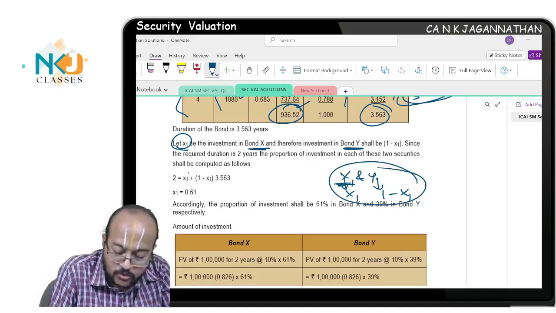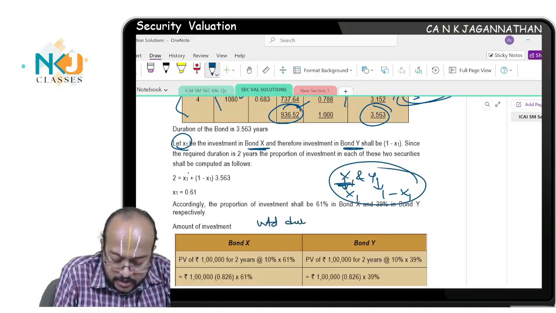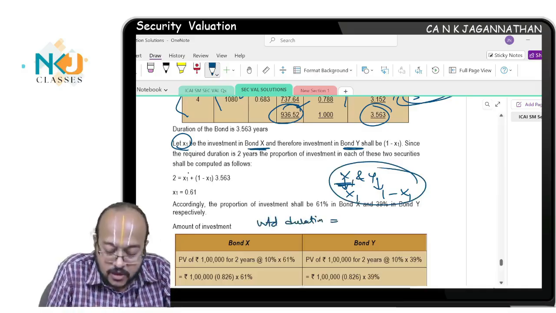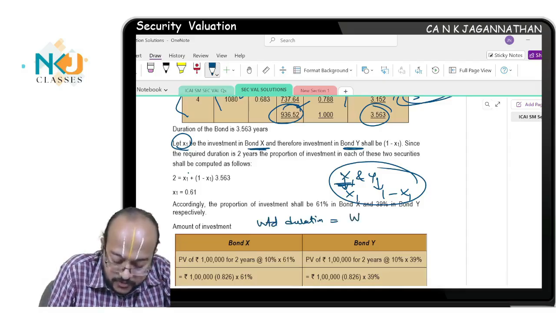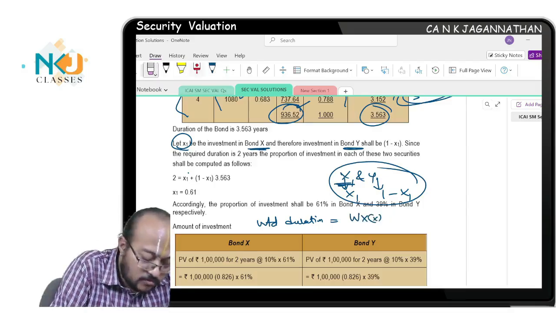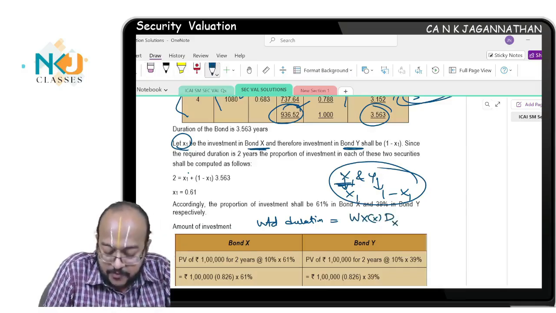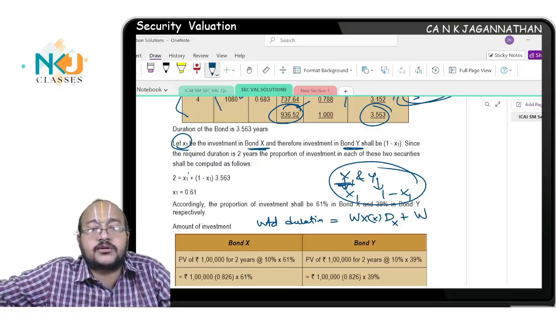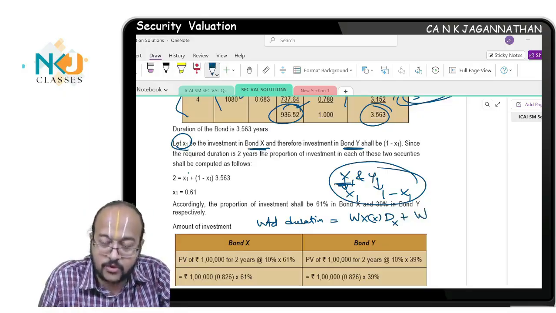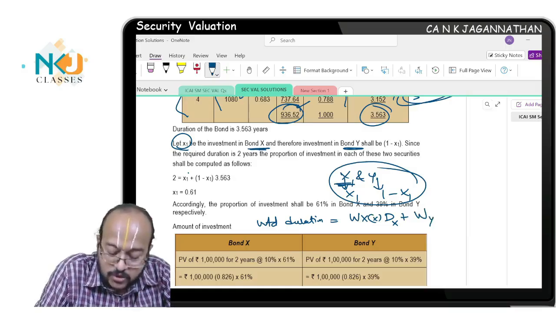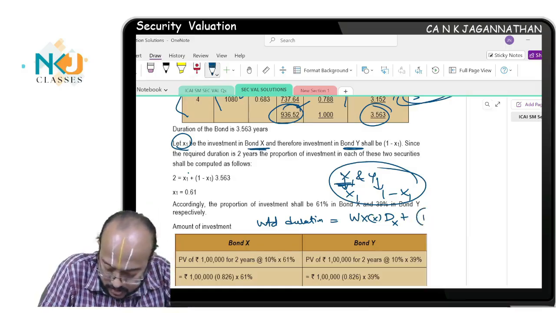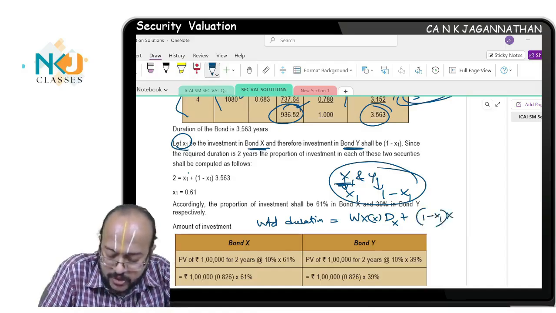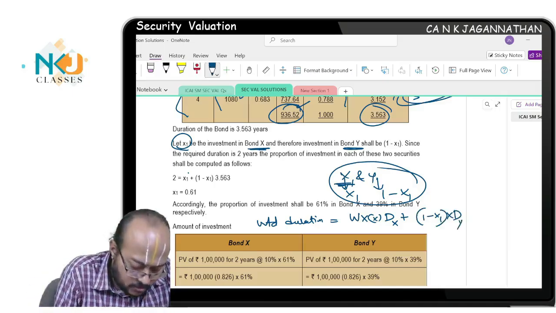Now, what is the weighted duration of the portfolio? It is the weight of X, that is x1, into the duration of X, plus the weight of Y, 1 minus x1, into the duration of Y. Just like portfolio beta is the weighted average beta of the individual securities inside the portfolio. How will you compute this amount?